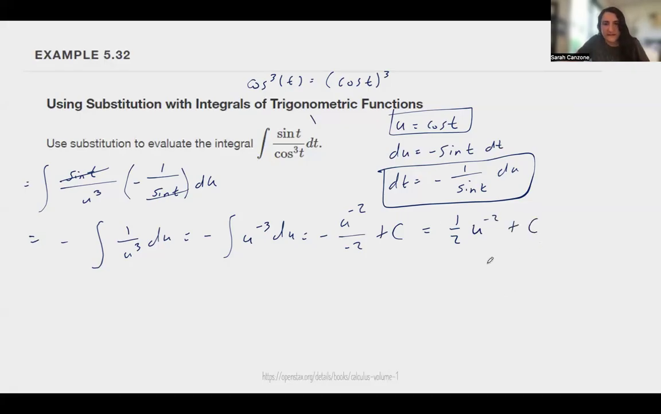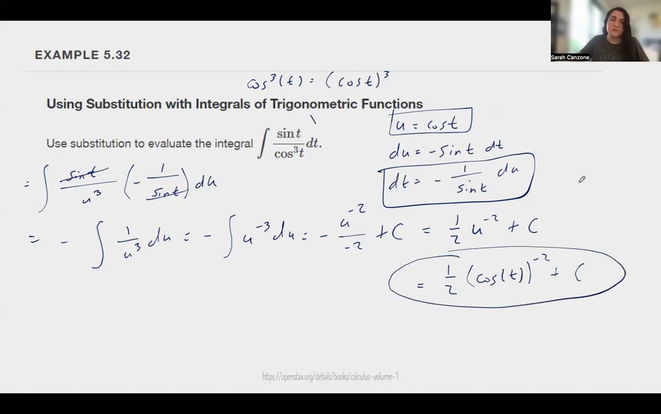But once again, we're not looking at things in terms of u for the original equation. We're looking at it in terms of t, which is our u value up here, cosine of t. We'll plug that back in. This is 1/2 quantity of cosine of t to the minus 2 plus c. And this is what our integral would look like.